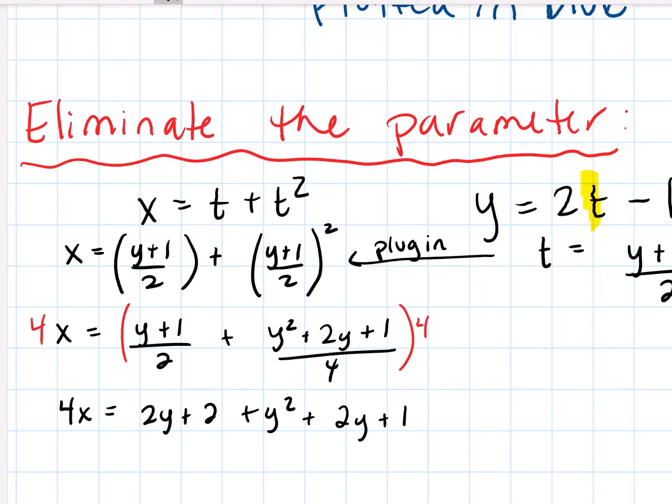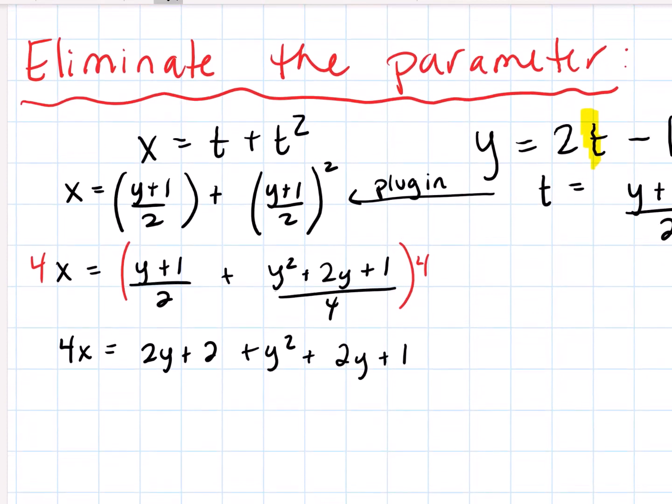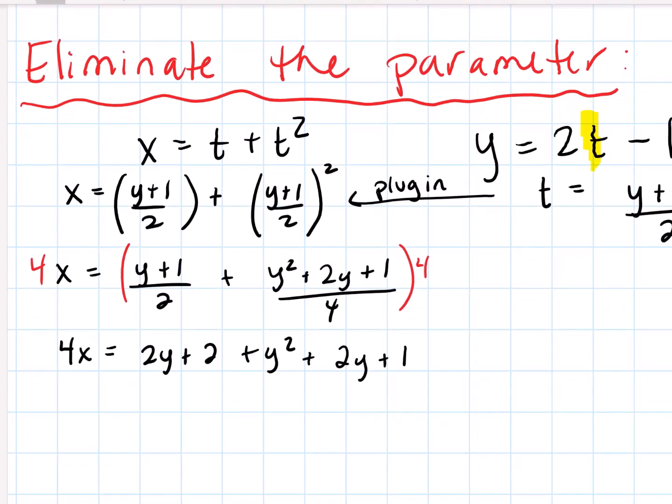I'm just trying to simplify this and get it into a form that we can talk about for a parabola, because we already know that from graphing by plotting points. But we can see right here that this is going to be a parabola. We see the y squared and we see the x over here, so it's going to be a sideways parabola. This is going to be y squared plus 4y plus 3.